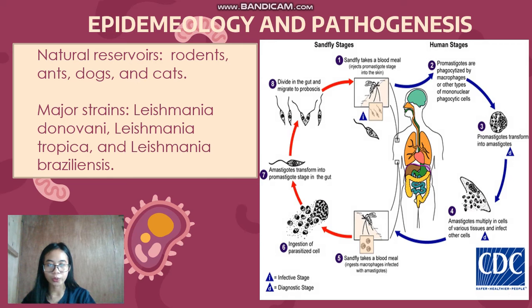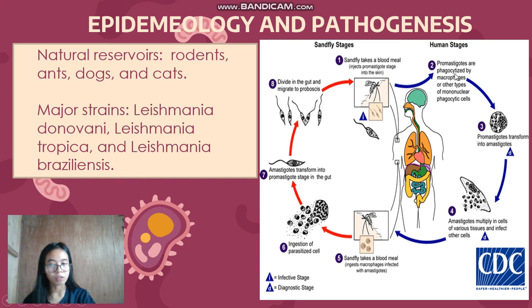This picture shows the life cycle of Leishmania spp. So leishmaniasis is transmitted by the bite of a female phlebotomine sandfly. The sandflies inject the infective stage promastigotes during blood meals. Then promastigotes that reach the punctured wound are phagocytized by macrophages or other types of mononuclear phagocytic cells.